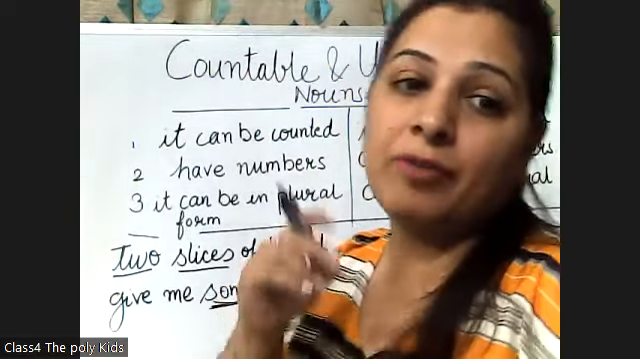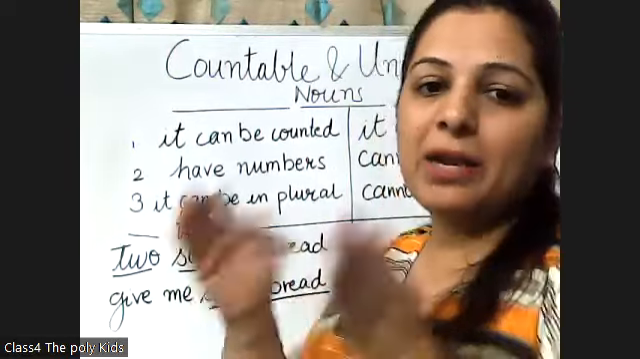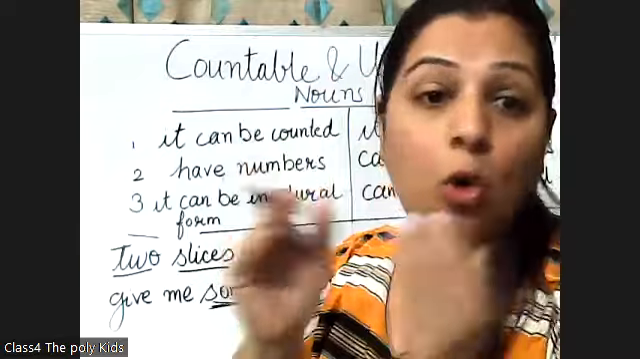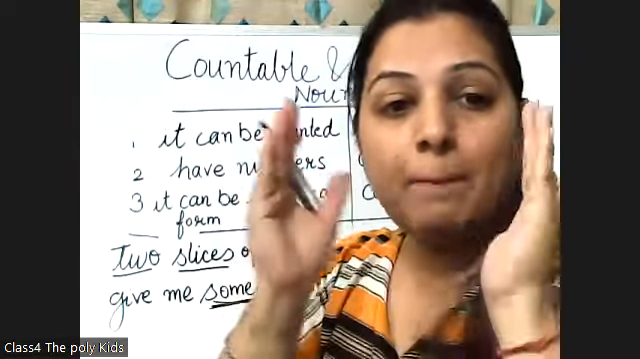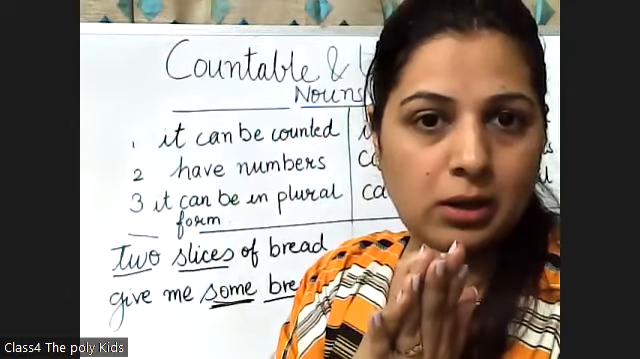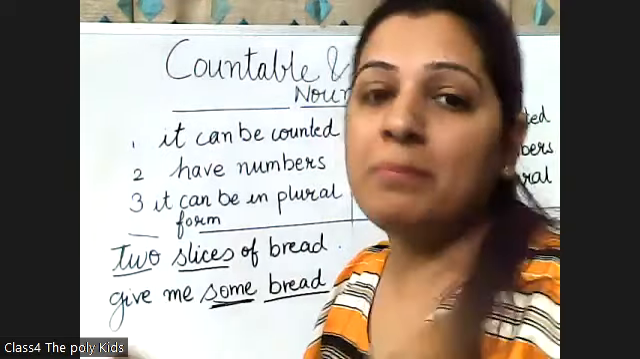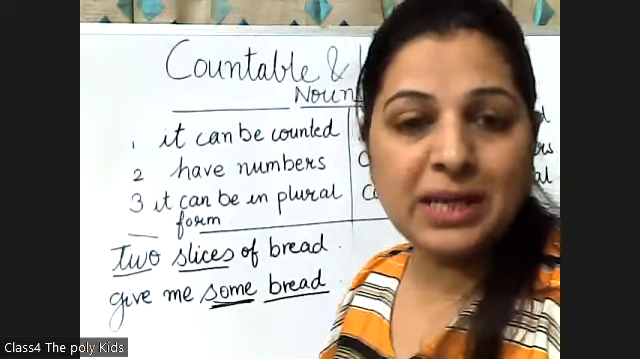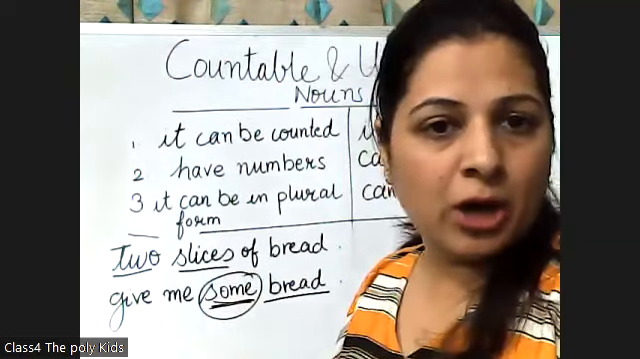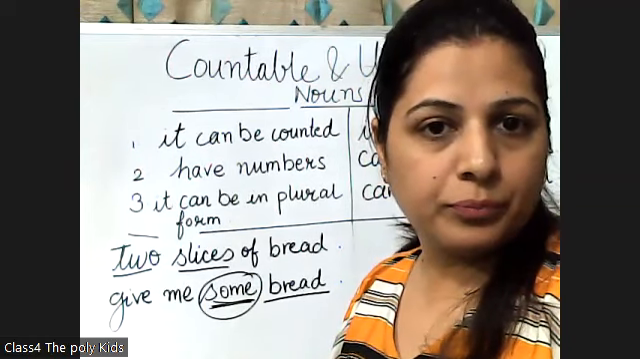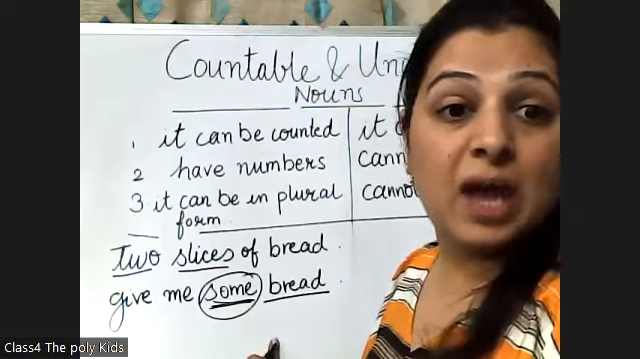If I would have written numbers, it would have been about slices. But if I am talking about bread as a whole, not slices, उसकी pieces की slices की बात नहीं हो रही है, but bread as a whole, then I have said give me some bread. That means, what is this? Countable or uncountable? Ma'am, countable.